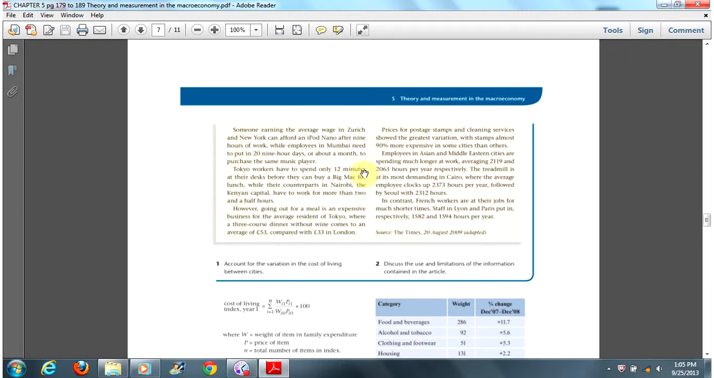Employees in Asian and Middle Eastern cities are spending much longer at work, averaging 2,119 hours and 2,603 hours per year respectively. The treadmill is at its most demanding in Cairo, where the average employee clocks up 2,373 hours per year, followed by Seoul with 2,312. In contrast, French workers are at their jobs for much shorter times. Staff in Lyon and Paris put in respectively 1,582 and 1,594 hours per year.